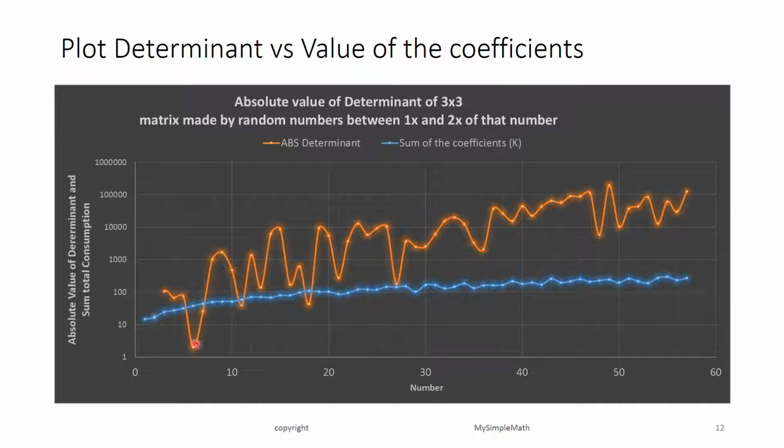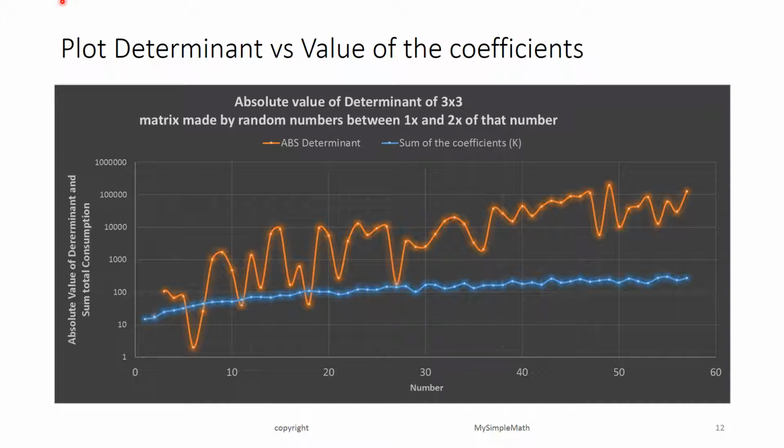And I plotted them. This blue line right here is the sum of all the consumptions. So between 10 and 20, I took a random number and then added them all together. So this number comes out to right about 70, approximately right here. Three numbers between 10 and 20. Similarly, three numbers between, let's say, 11 and 22 for this number 11 right here. And I calculated the determinant of the 3 by 3 matrix, plotted it, the absolute value in this golden line, and I plotted the sum total of the values on this blue line. So this sum total of the values is the consumption, and here is the determinant.